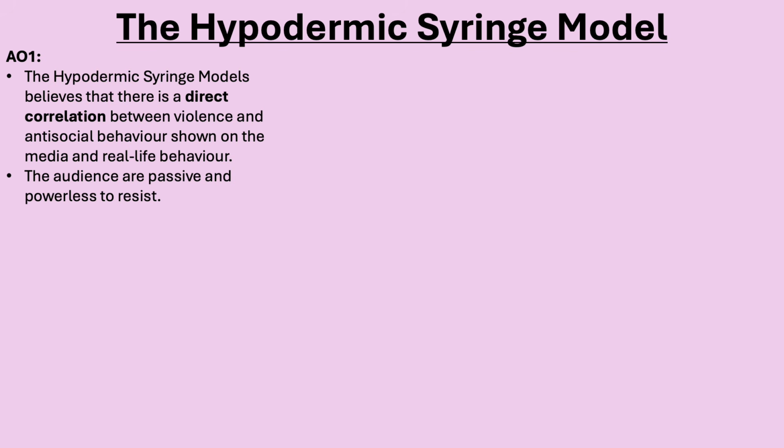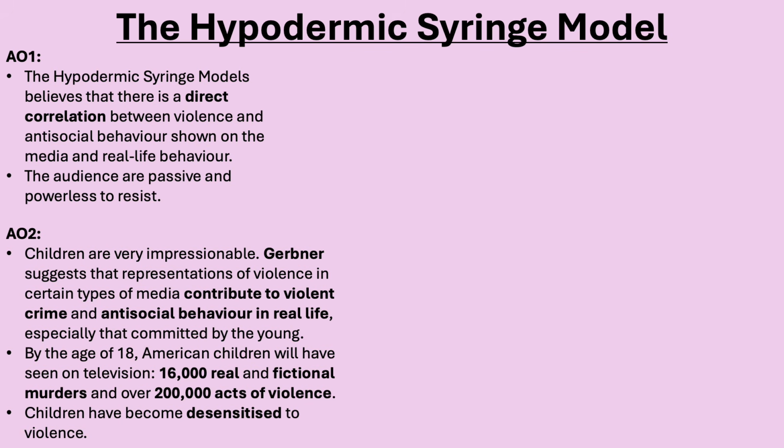So the hypodermic syringe model believes that there is a direct correlation between violence and antisocial behaviour shown on the media and real life behaviour. The audience are passive and powerless to resist. So this is the idea that it's a strong media but a weak audience. Children are very impressionable, and Gerbner suggests that representations of violence in certain types of media contribute to violent crime and antisocial behaviour in real life, especially that committed by the young.